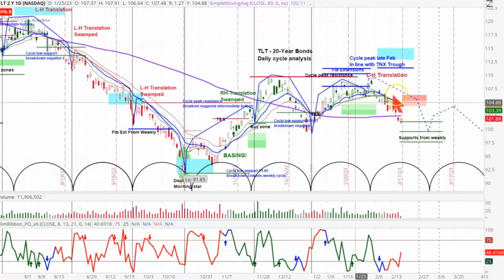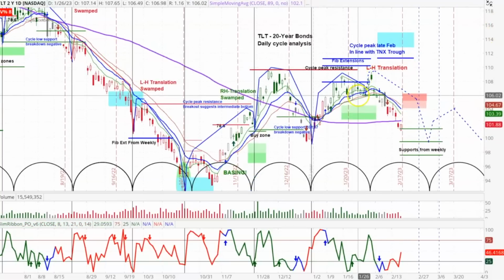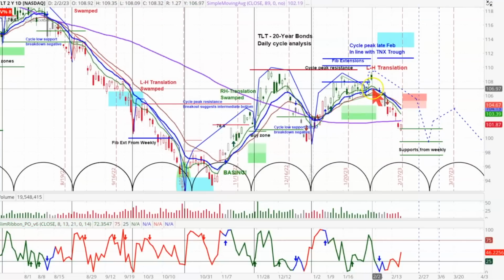We're not sure about that, but the key thing that we're looking at in here that we want you to understand are these left-hand translations and the breakdown of that cycle and how that set up this decline that's going in right now. So the TLT, the bond market, has been in negative condition. Now the stock market has not liked that in the last year or so when the bond market goes down because interest rates go up.